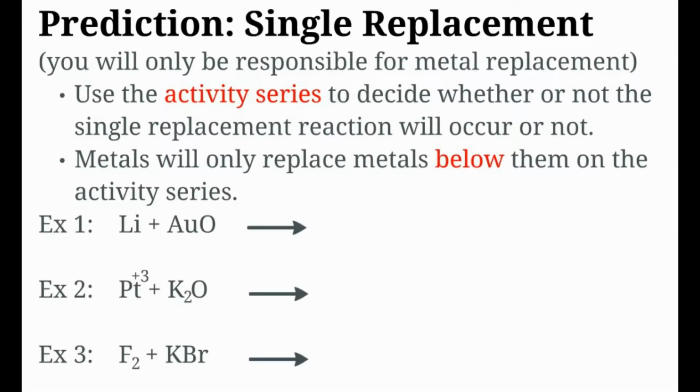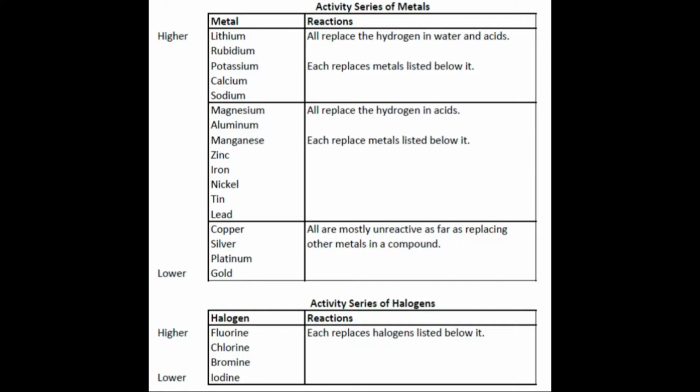All right, so single replacement. How things are going to work with single replacement is looking at an activity series chart. And how this works is basically like NCAA rankings. Basically, the higher ones are stronger than the lower ones. Just that simple. Some reactions will not take place. We did talk about the other day, like, well, why does the woman go with the bigger guy? Because he's stronger. Okay, same thing here.